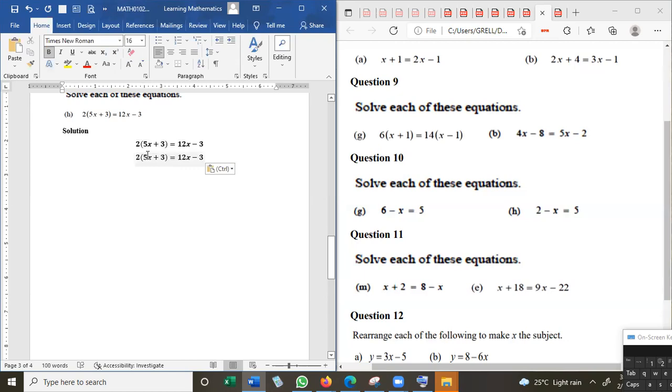2 5s are 10x, and 2 3s are 6 because we are distributing 2 5s and 2 3s. 2 5s are 10x, 2 3s are 6, and now the x is free from the bracket.